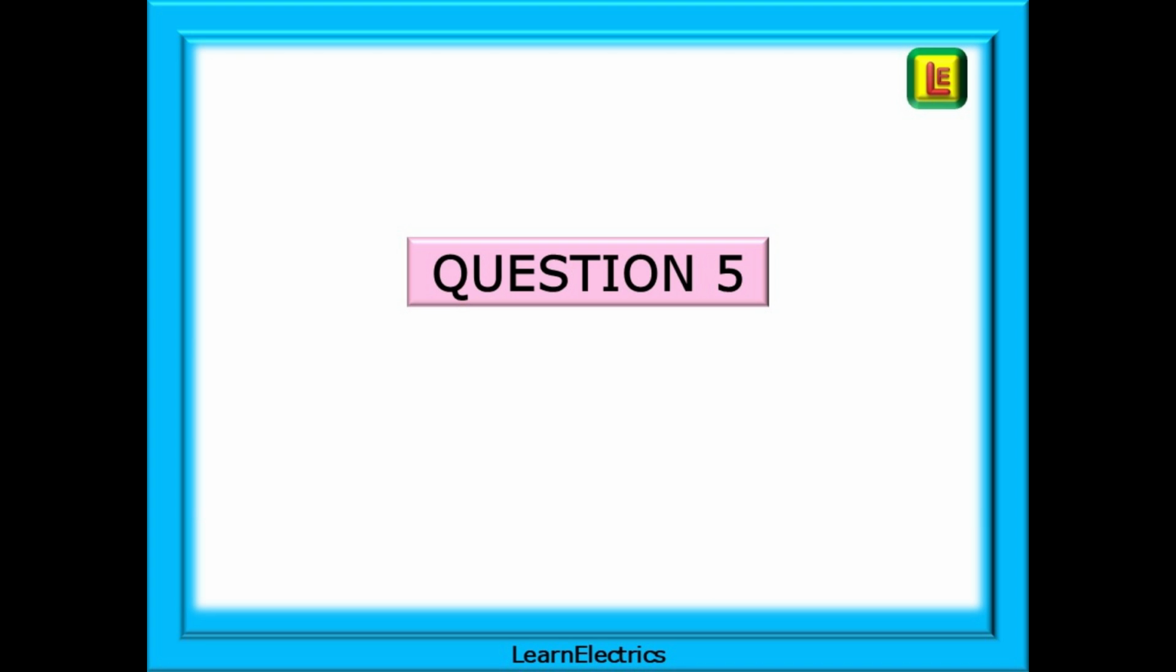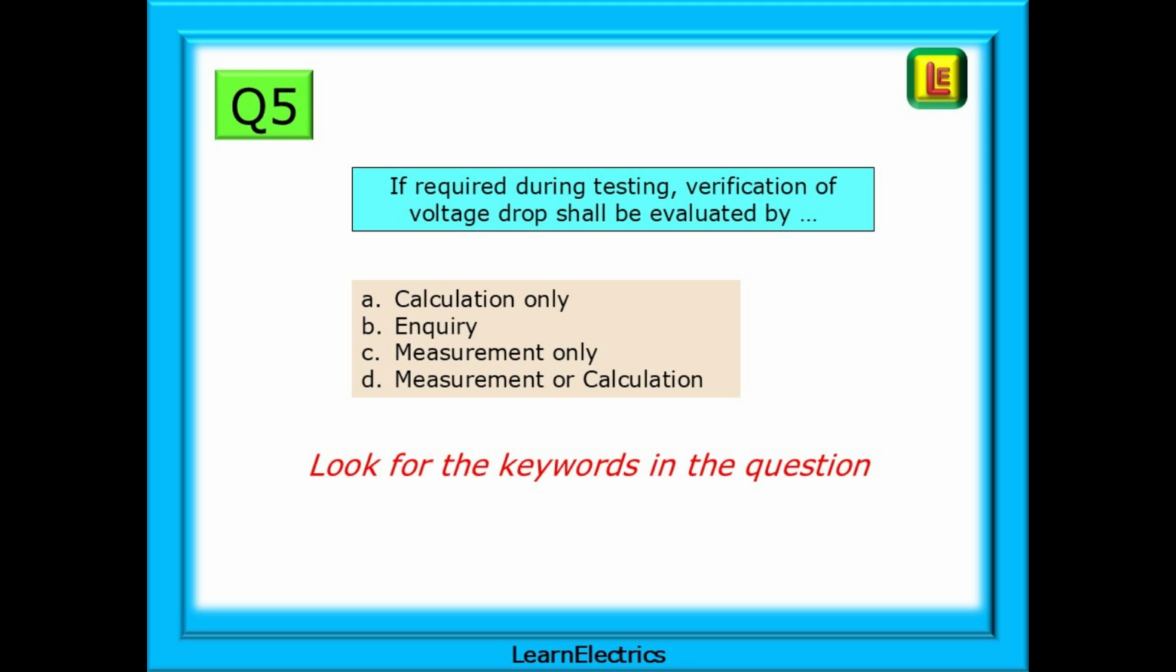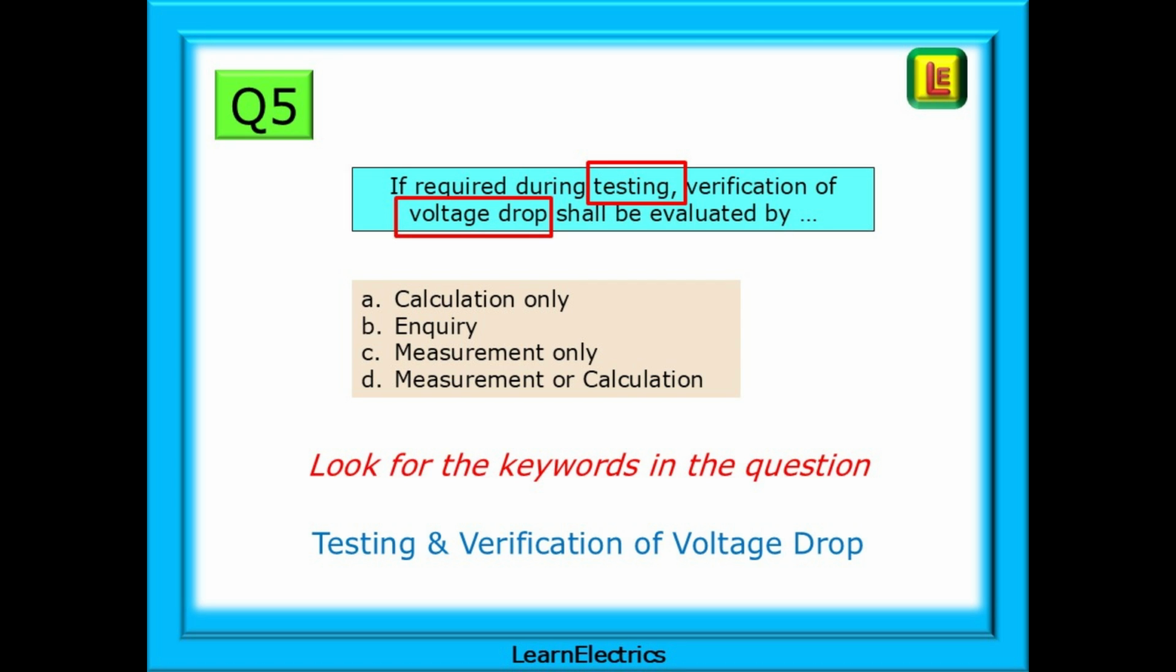Question 5 is next. If required during testing, verification of voltage drop shall be evaluated by how? Find the key words and go to page 3. These would be testing and verification of a voltage drop. Pause the video and find the answer.